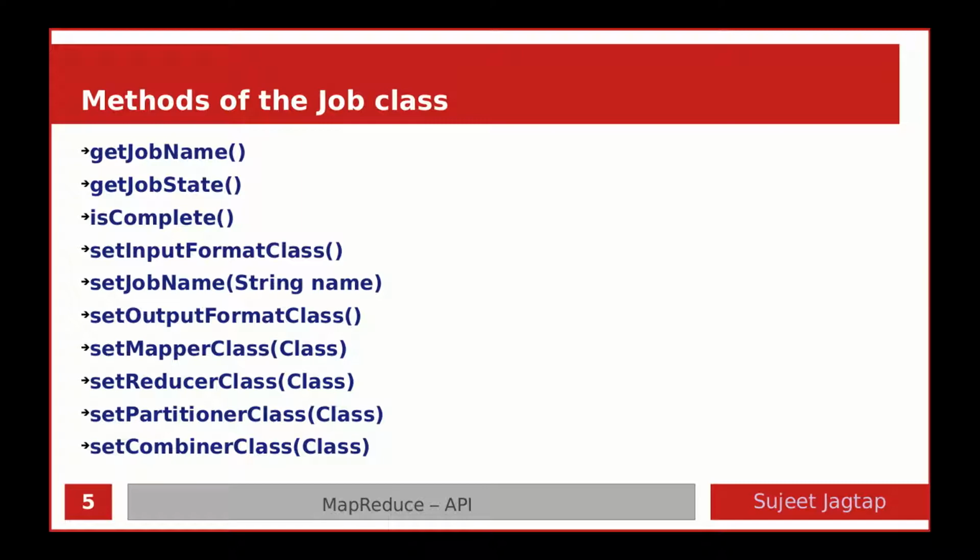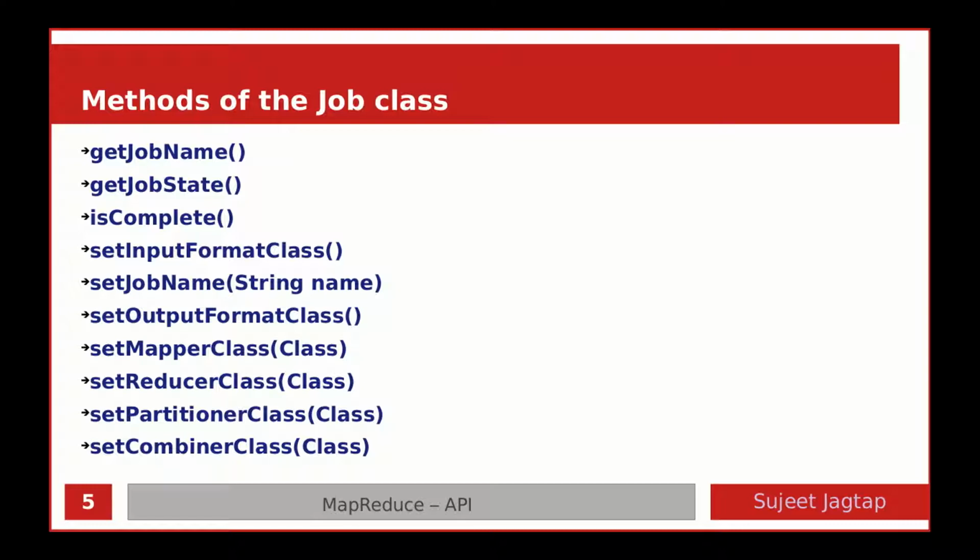These are some of the important methods of the job class. The getJobName method returns the user specified job name. Then we have getJobState, which returns the current state of the job. Then the isComplete method checks whether the job is finished or not. The fourth method, setInputFormatClass, sets the input format for the job. Then we have setJobName, which sets the user specified job name. The sixth one is the setOutputFormatClass method, which sets the output format for the job.